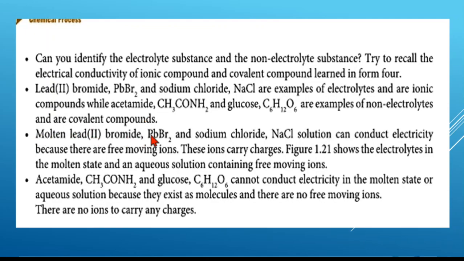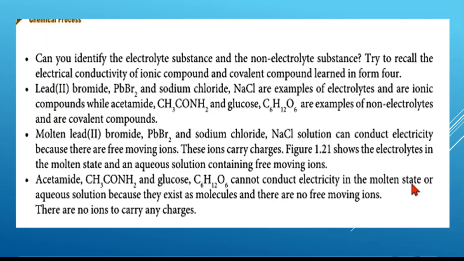Molten lead(II) bromide, PbBr2, and also sodium chloride solution can conduct electricity because they have free moving ions. Okay, free moving ion. This one, acetamide and also the glucose, they cannot conduct electricity.